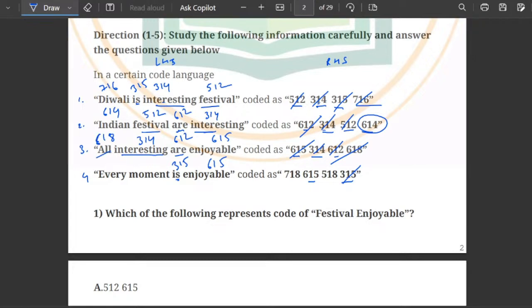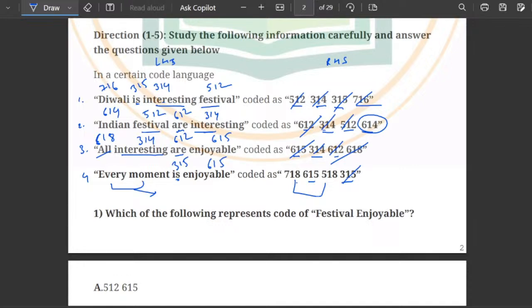Now, we see "every" and "moment" don't appear anywhere else in the question. So which are the two left? Which are the numbers on the right hand side which are left?